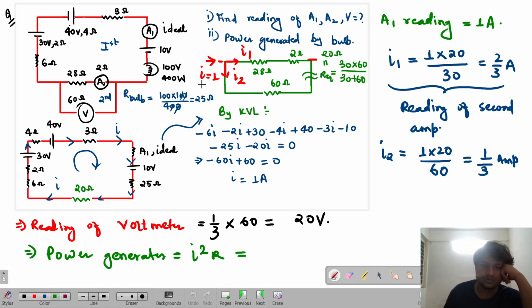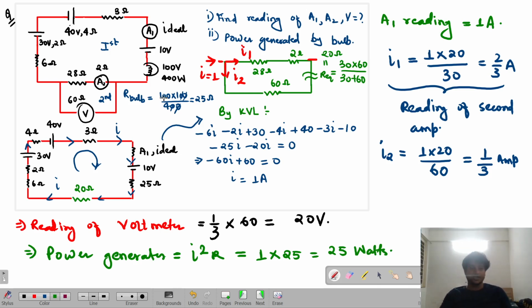So the current through the bulb is I1, and I1 is 1 ampere, and the resistance of the bulb is 25. So it is taking how much watts? Only 25 watts. So see, it can take how much? 400, but power generating is how much? 25, which is less than 400 or not. So definitely this bulb will never ever fuse. Is that clear?